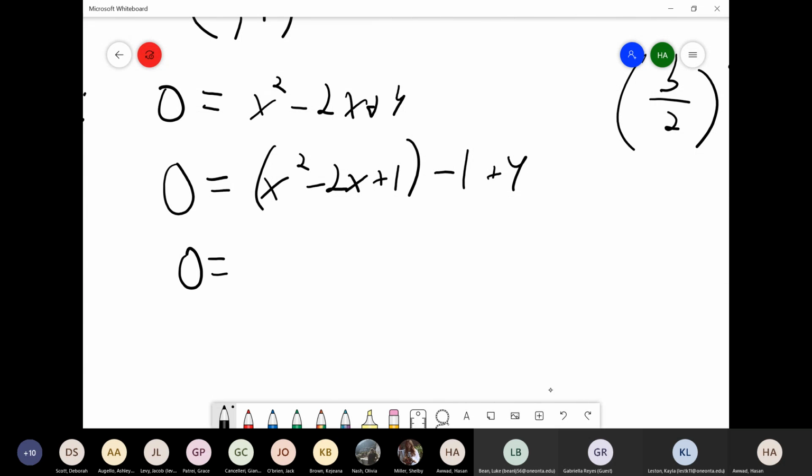Okay, so let's start by factoring what's inside the parentheses first. Who can help me factor? What is this going to come out to be?